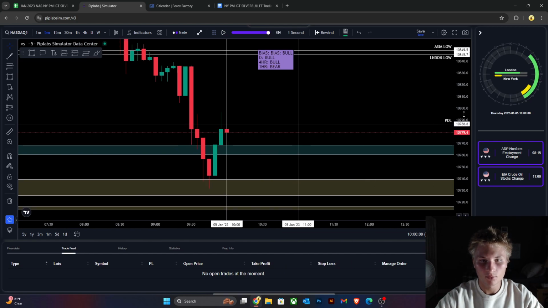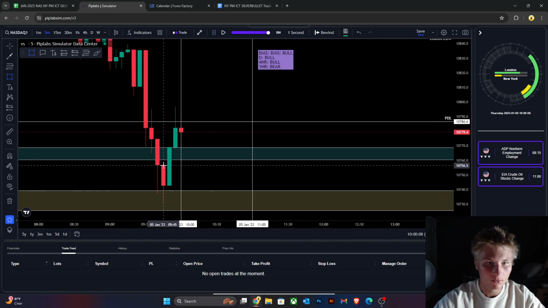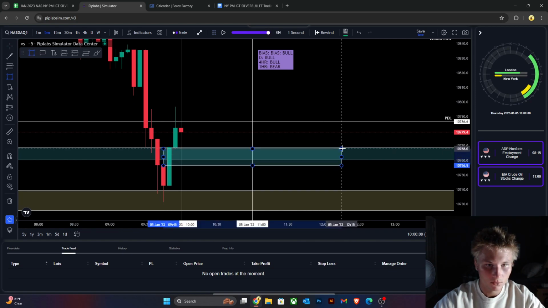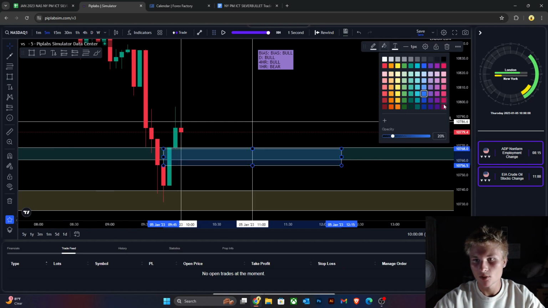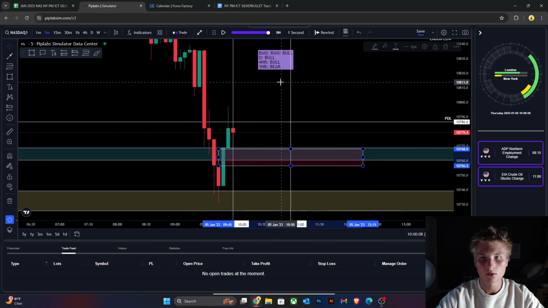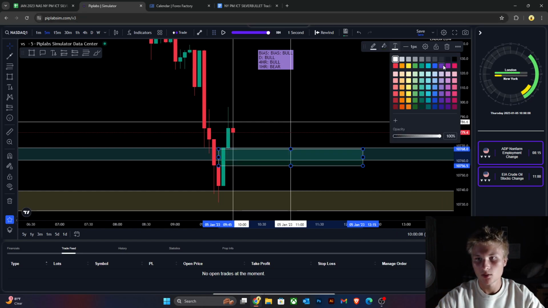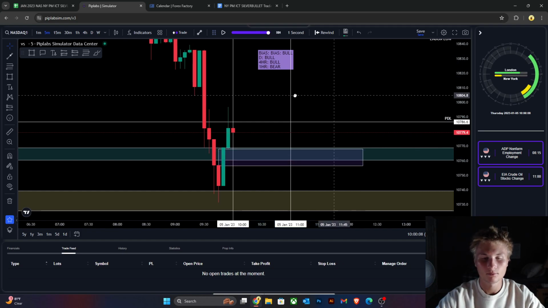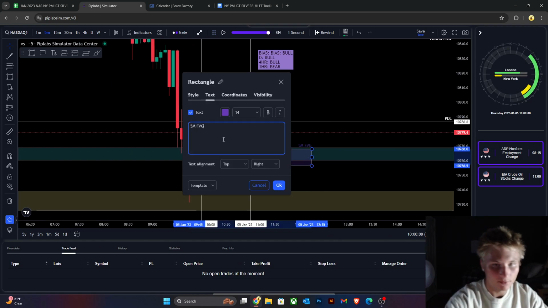Alright, so boom, we have a 5-minute fair value gap right here. Gonna mark this up with a different color. Let's do something bright, something red, but I feel like red is like an emotional color. I don't really want it red. Let's see, what about purple? Purple. 5-minute fair value gap here.